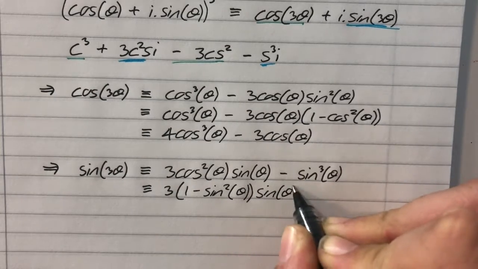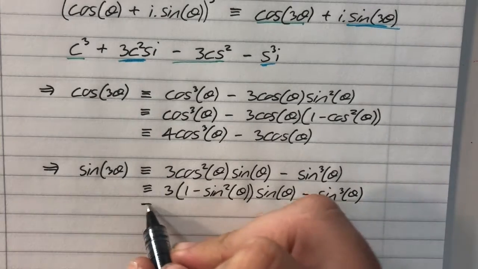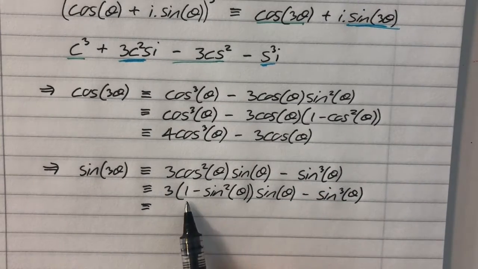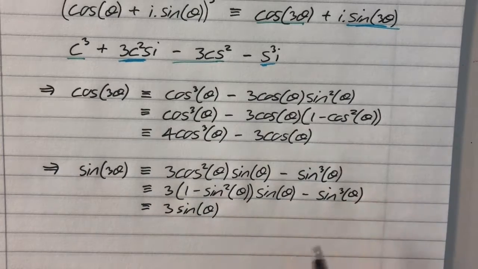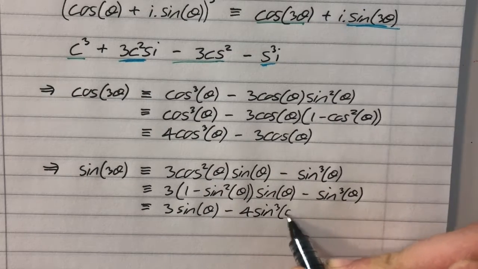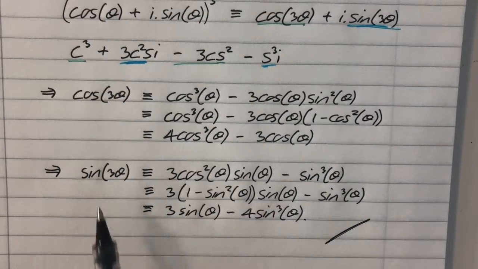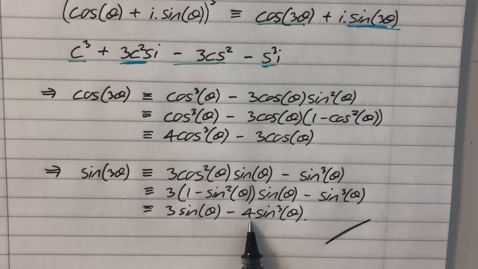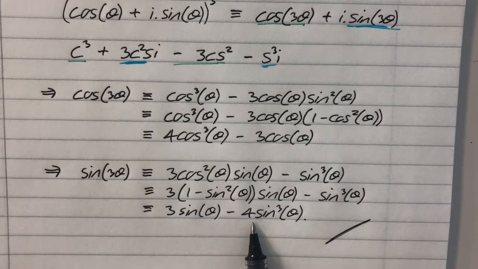Sine of theta minus sine cubed. And then I can combine the like terms. So I get 3 sine of theta. And I'll get minus 3 sine cubed minus a fourth. So it's minus 4 sine cubed of theta. Okay. So therefore, sine of 3 theta is 3 sine theta minus 4 sine cubed of theta. Very similar to this one, except there's a sign change.